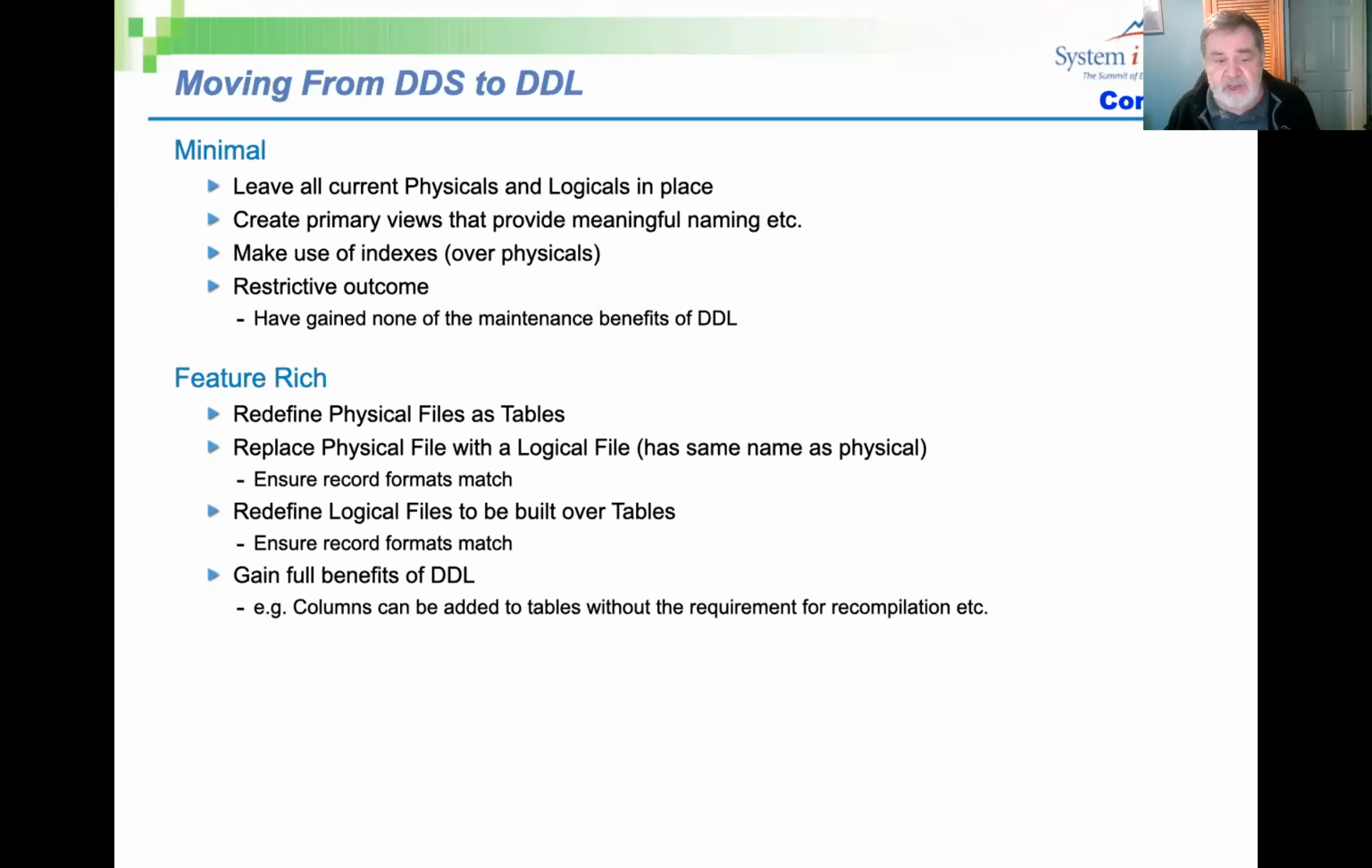The feature-rich approach is that you redefine all of your physical files as tables, okay? And then the current physical file becomes a logical over that new table. All of your logicals now have to point to the new tables. And the big thing with all of this, and we'll talk about how you go about this in the second half, is to make sure that all the record format names remain the exact same, so you don't get level checks. But once you do this, you now have the full benefits of DDL, even to the extent where you can add columns to a table, and it doesn't affect anything. You don't have to recompile if you add columns to a table.